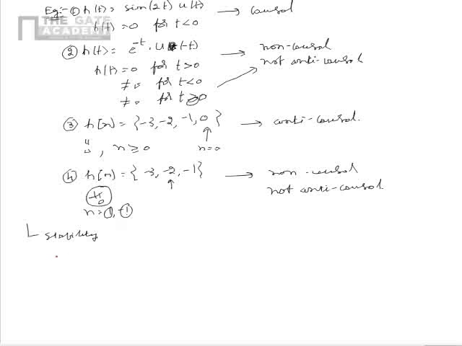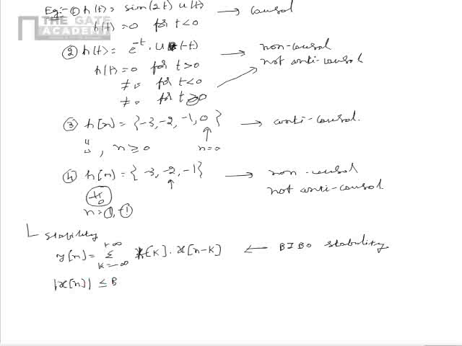Given an LTI system of impulse response h of n, the output y of n is equal to sigma k equal to minus infinity to plus infinity h of k multiplied by x of n minus k. We have to check the BIBO stability of this system. Let us assume the input to the LTI system is bounded, that is mod of x of n is less than or equal to Bx, where Bx is finite.